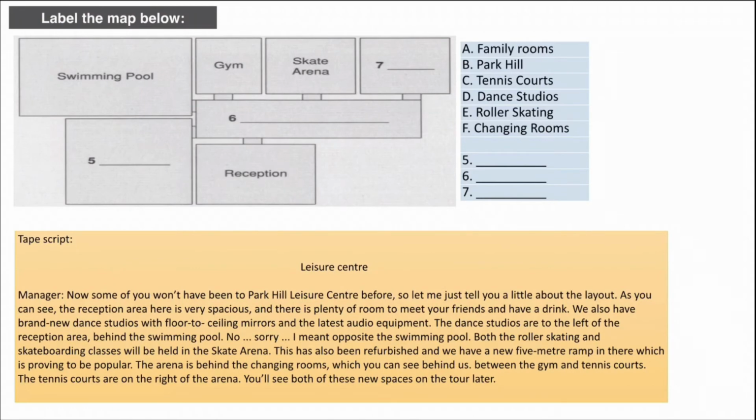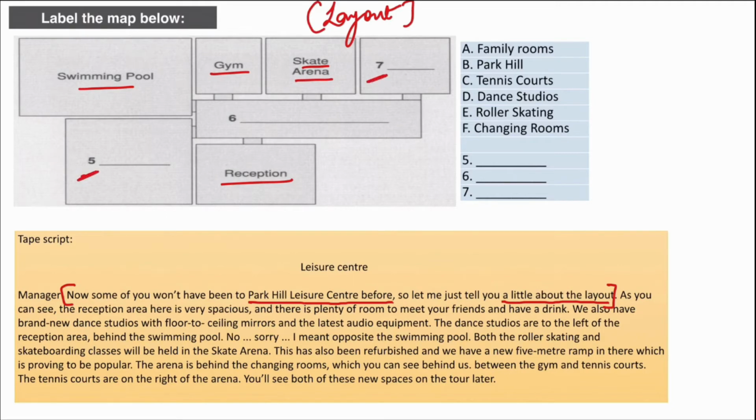Now as you listen to the audio, you understand that the 4 keywords you already marked, swimming pool, gym, skate arena and reception. The first sentence said by the manager was just giving the information about what they are asking in the question. Some of you won't have been to the Park Hill Leisure Centre before, so let me just tell you a little about the layout. So this is the layout given and you have to find the answer from 5th to 7th. So here the conversation will begin. It said that as you can see, the reception area here is very spacious and there's plenty of room to meet your friends and have a drink.